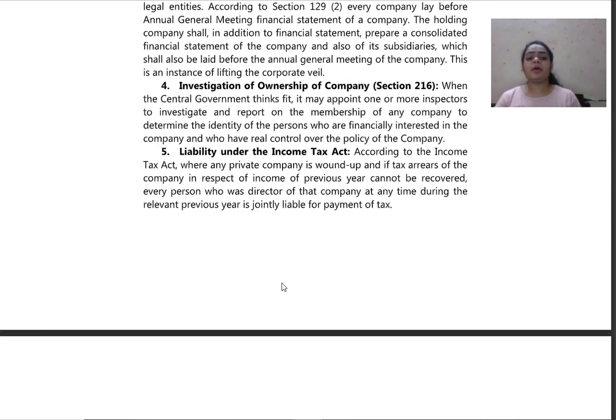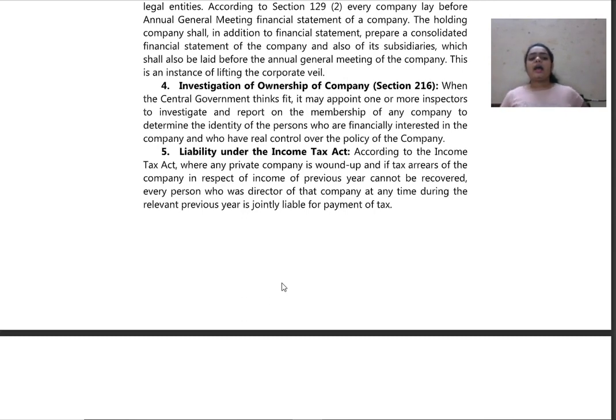Next, we shall study liability under the Income Tax Act. According to the Income Tax Act, where any private company is wound up, and if tax arrears of the company in respect of income of a previous year cannot be recovered, every person who was a director of the company at any time during the relevant previous year is jointly liable for repayment of the tax. Now, liability under the Income Tax Act.